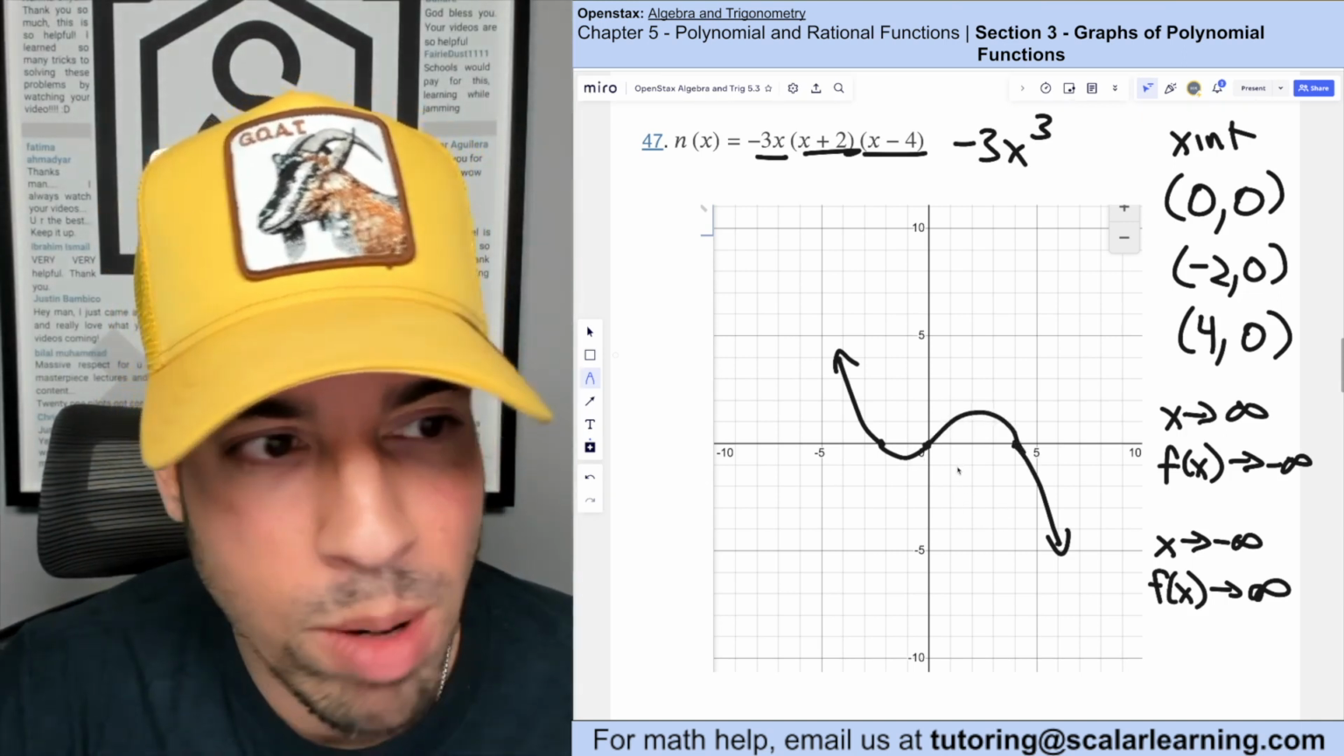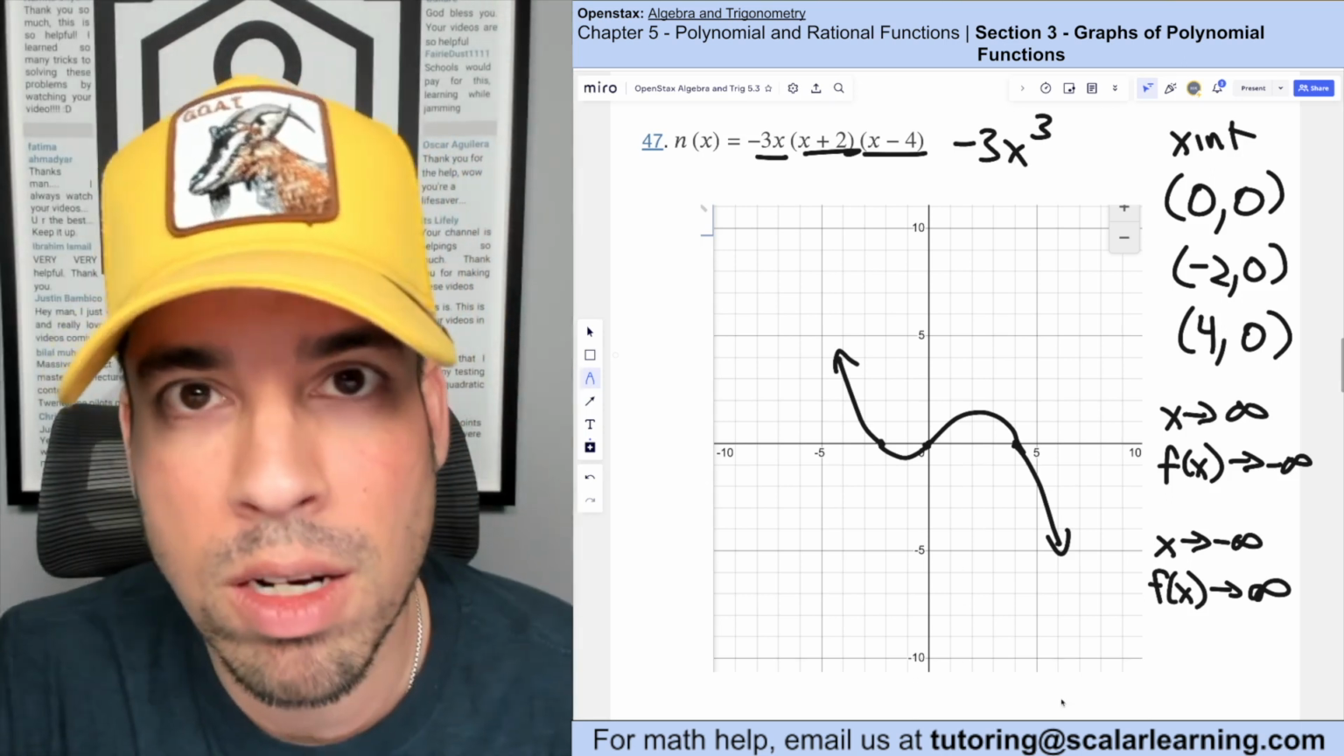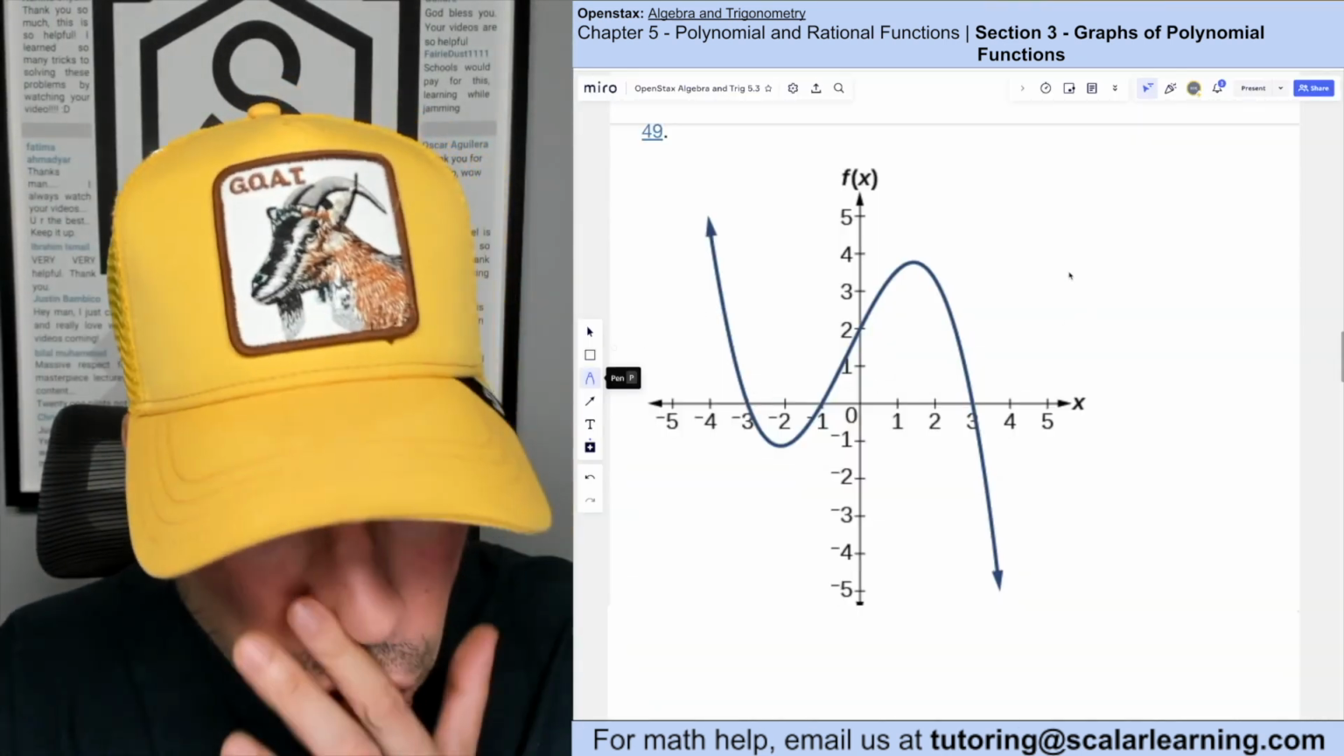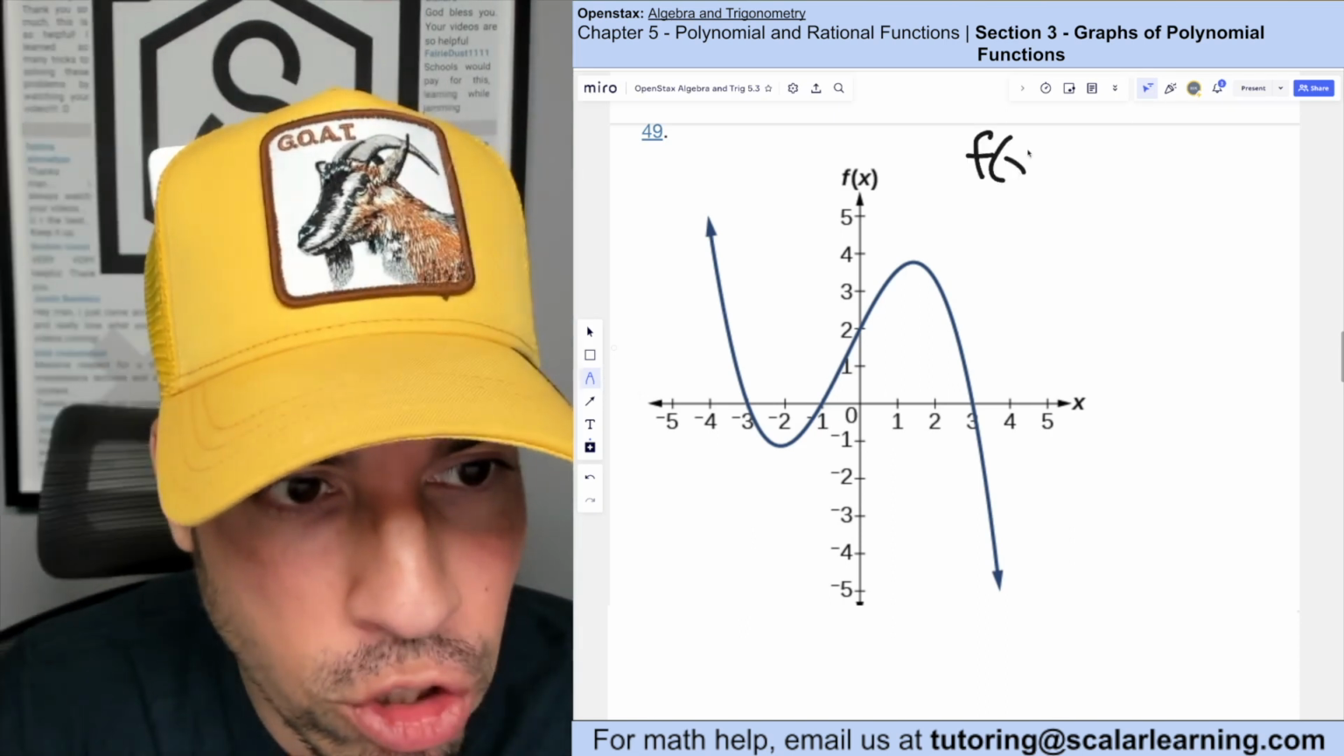And that is a great representation of this graph. Boom, done. So for this one, we're actually taking the graph and we're trying to write a polynomial expression. So I want to show you how we're going to do this.